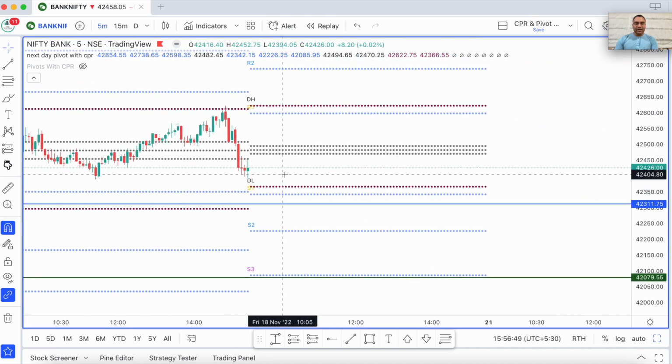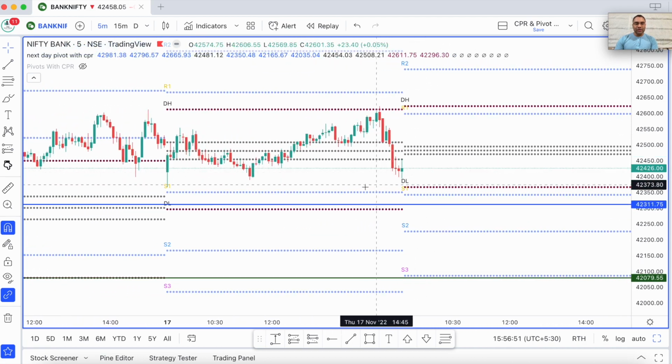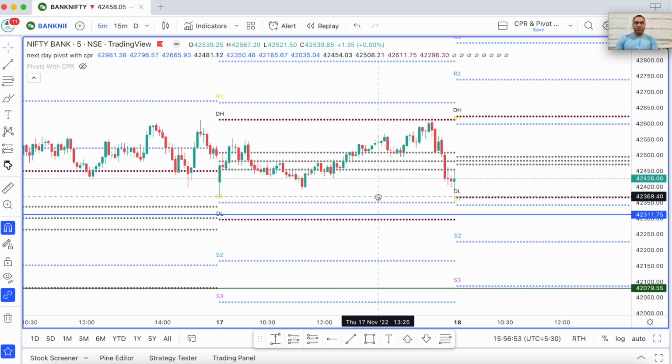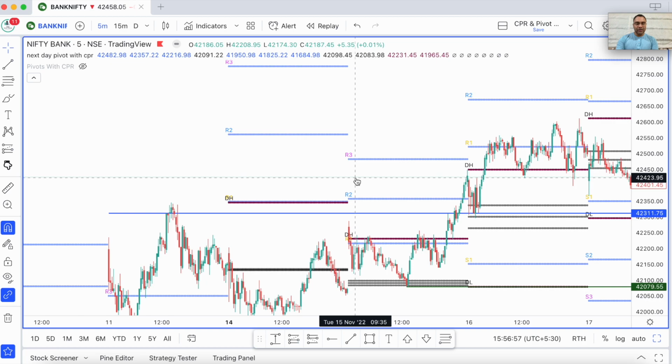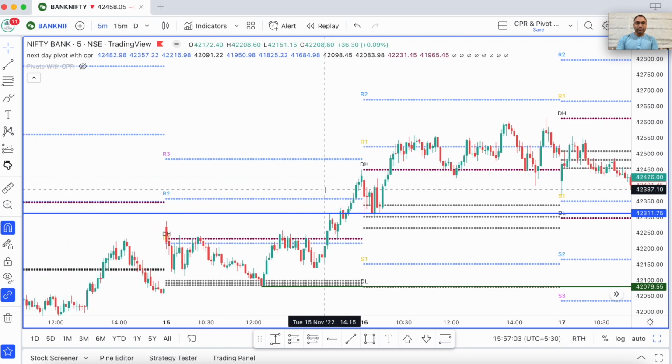It is a reaction level. It is not a demand zone or a supply zone. It might provide good support to price once it comes there. So you might see some volatility around that area. We have seen a lot of volatility around that area in the recent past, correct? So that is why I marked that level there.